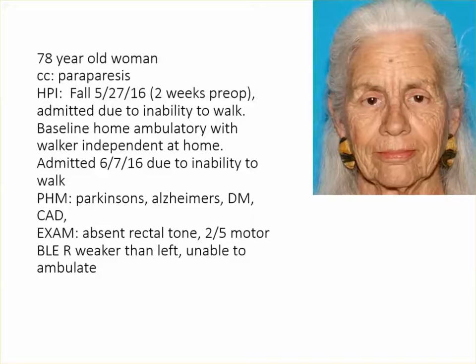So by definition, 5 out of 5 is complete strength, 4 out of 5 is mild loss of strength, 3 out of 5 is you have full range of motion against gravity, 2 out of 5 is you have range of motion, but you cannot do full range of motion against gravity. 1 out of 5 is just a flicker. So she was 2 out of 5. So she could basically move her joints some, but not full range of motion against gravity.